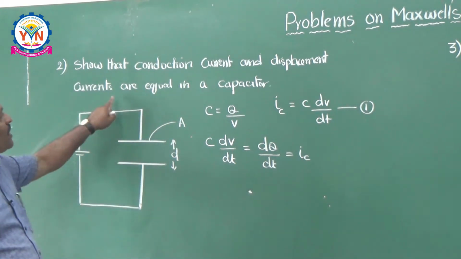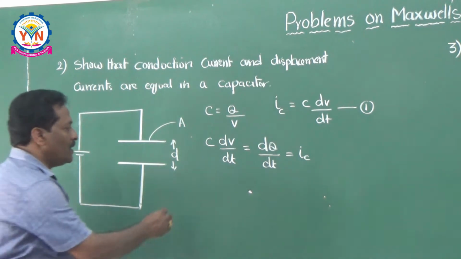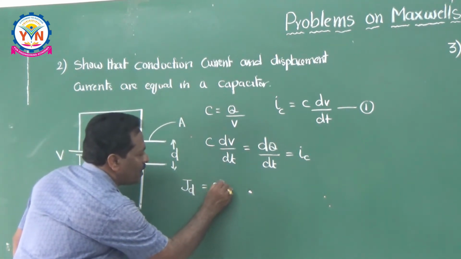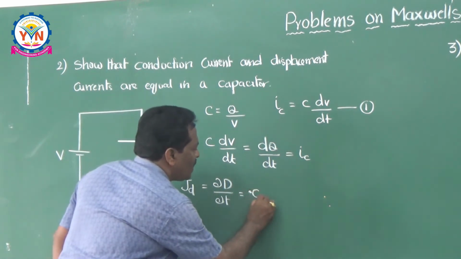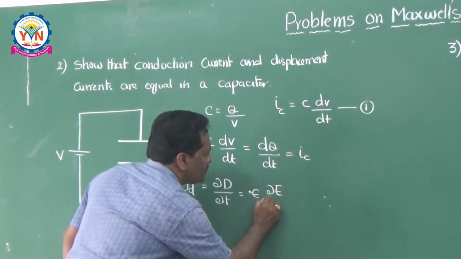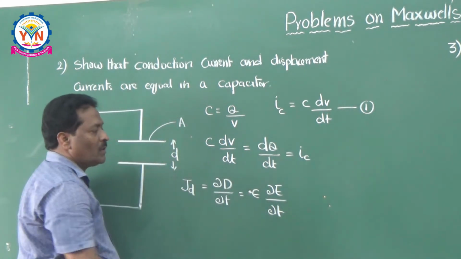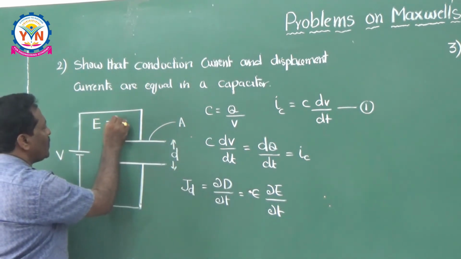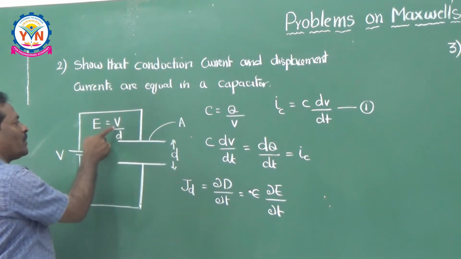And from the concept of the displacement current, you know from Maxwell's equation, displacement current JD is equal to ∂D/∂t. That is also equal to epsilon times ∂E/∂t, because D is equal to epsilon times E. So what is E here? E is equal to V by D, potential by distance. What is the unit of E? Unit of E is volt per meter.